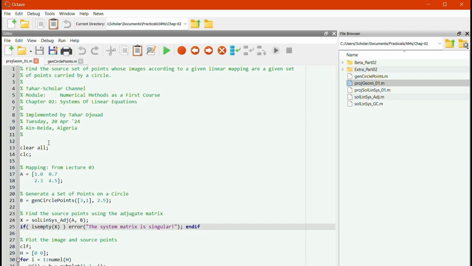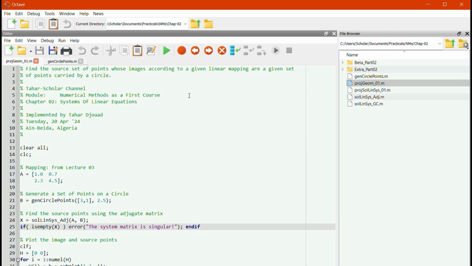Let's read first the comments. Find the source set of points whose images, according to a given linear mapping, are a given set of points carried by a circle. Tahar Scholar Channel, Numerical Methods as a first course, Chapter 2, Systems of Linear Equations. Implemented by Tahar Jawad, Tuesday, 20th April 2024, in Algeria.